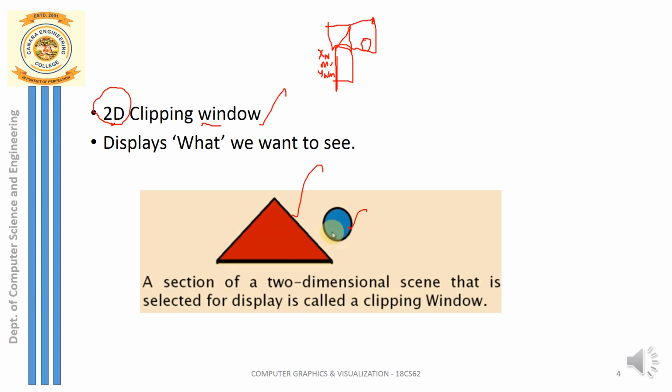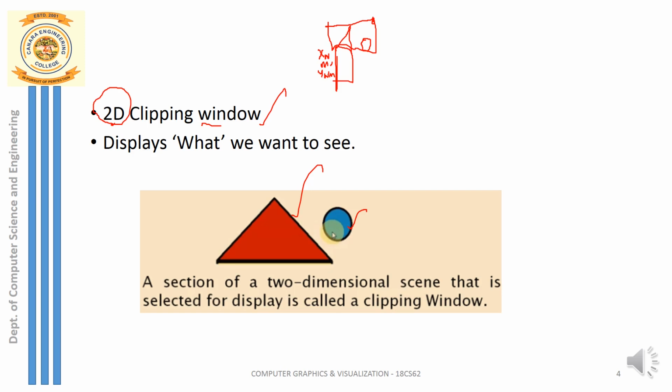So I can call this a clipping rectangle or a clipping window, which is used to clip or generate only the desired portion of the scene. That entire house I don't want to display on my final display window. I want only the upper portion of the house. For that I have taken a clipping window to get the desired portion, and that clipping window is rectangular in shape with the boundary given by XW minimum and YW minimum, and the upper limit given by XW maximum and YW maximum.